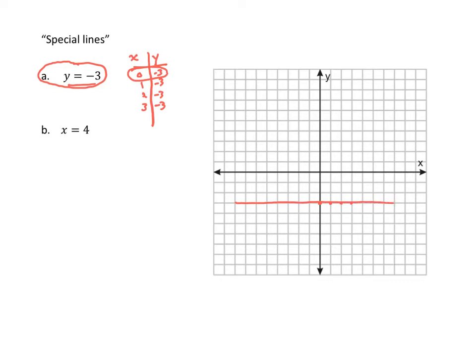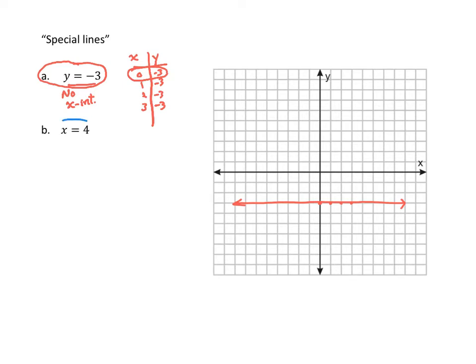So this one has a y-intercept, but no x-intercept. There is no x-intercept. Now, no x-intercept means it has to be parallel to the x-axis, and a horizontal line is parallel to the x-axis. Okay, now that should help you graph the next one.